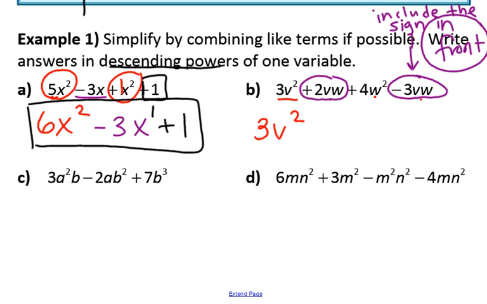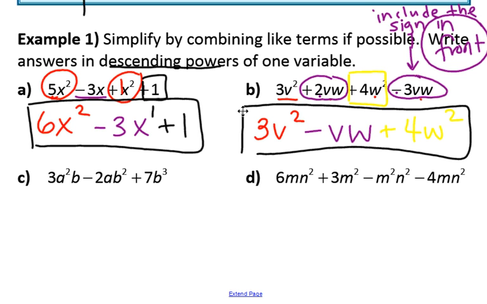So now you have positive 2 minus 3. 2 minus 3 is negative 1. So it is negative 1 VW, and I do not have to write the 1 there. Then finally, we have the VW squared, which is by itself, so there is no other like term, so plus 4W squared. And that is my answer.